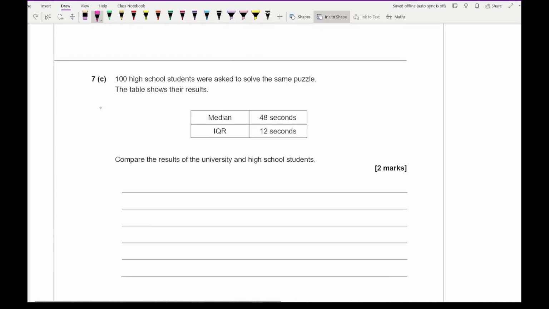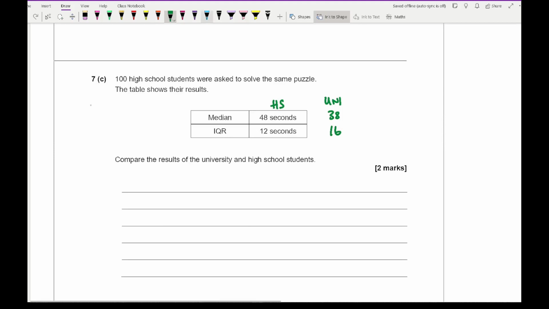Now moving on to 7c, it says 100 high school students were asked to solve the same puzzle. The table shows their results. And what we want to do is compare the results of university and high school students. Now whenever you are comparing two sets of data, let me just write HS and let's write university, the median was 38 and the interquartile range was 16, so that I'm not scanning up and down.